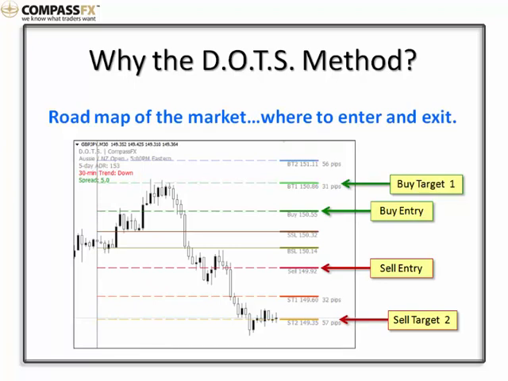So what are some more reasons why traders choose to trade the DOTS method? Well, pretty simply, it's a roadmap of the market, where to enter and where to exit. As you can see in this illustration, from the left to the right, the price started moving up and it actually hit the buy entry level, continued moving up to the buy target number 1. Then the market reversed, moved back down, crossed over the sell entry level, and then proceeded on down to the sell target number 2 level.